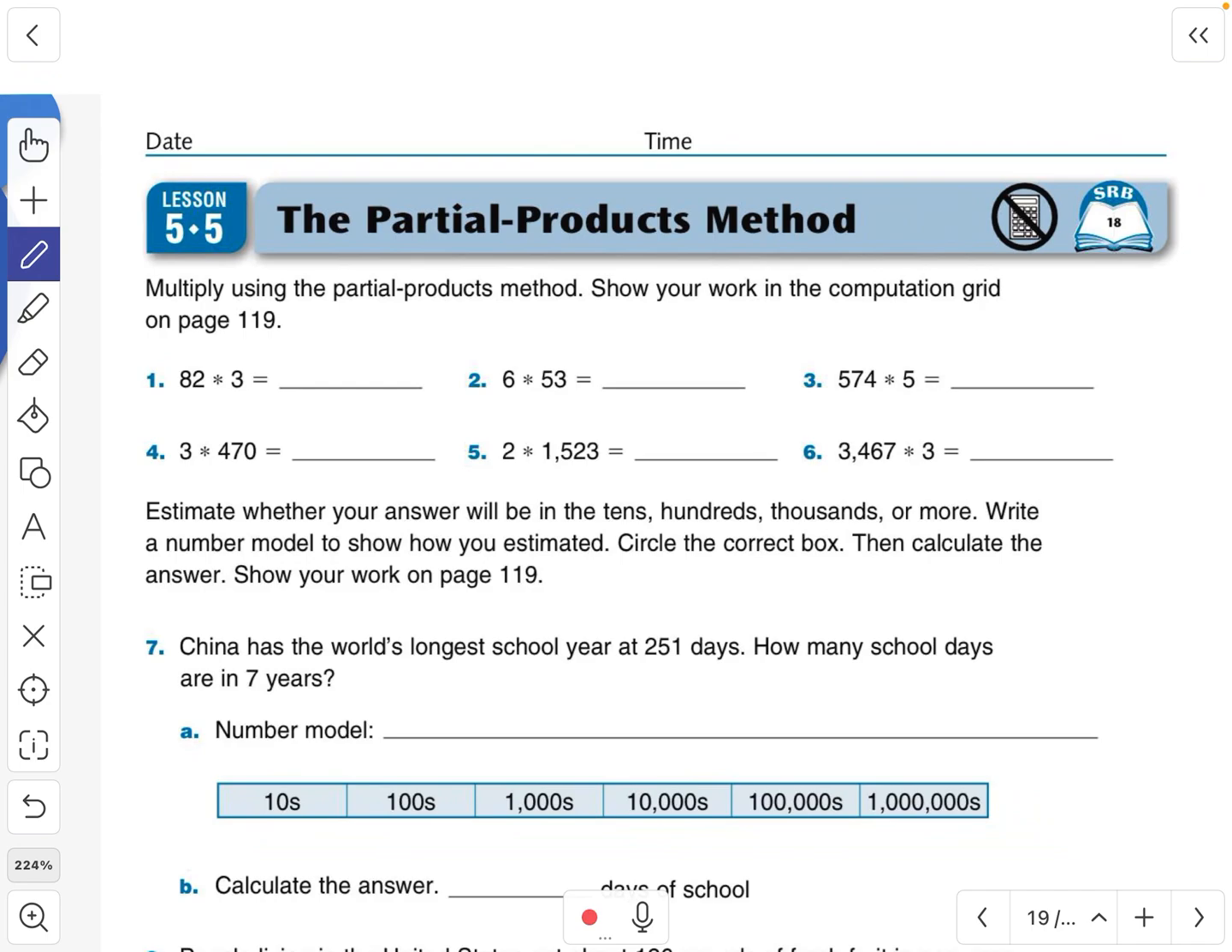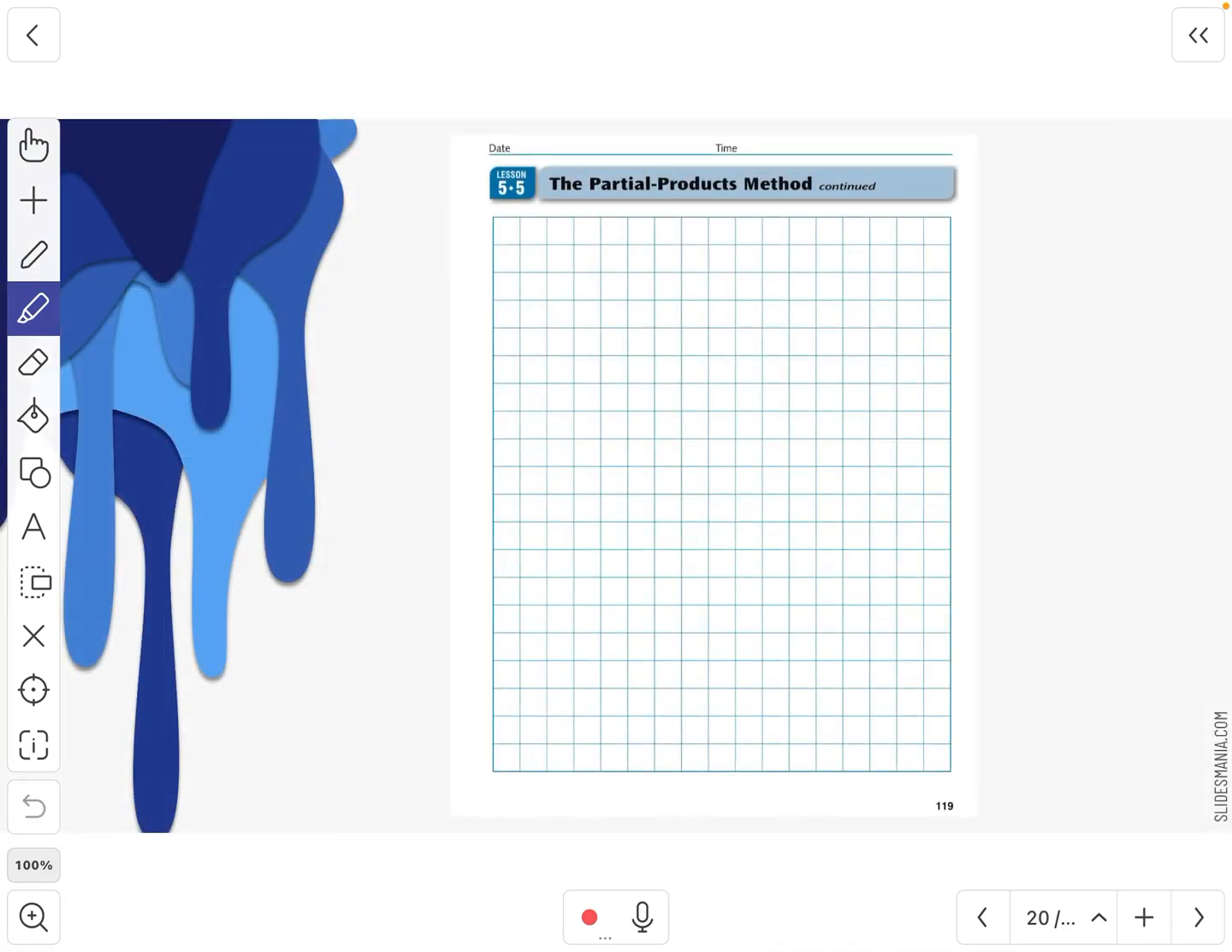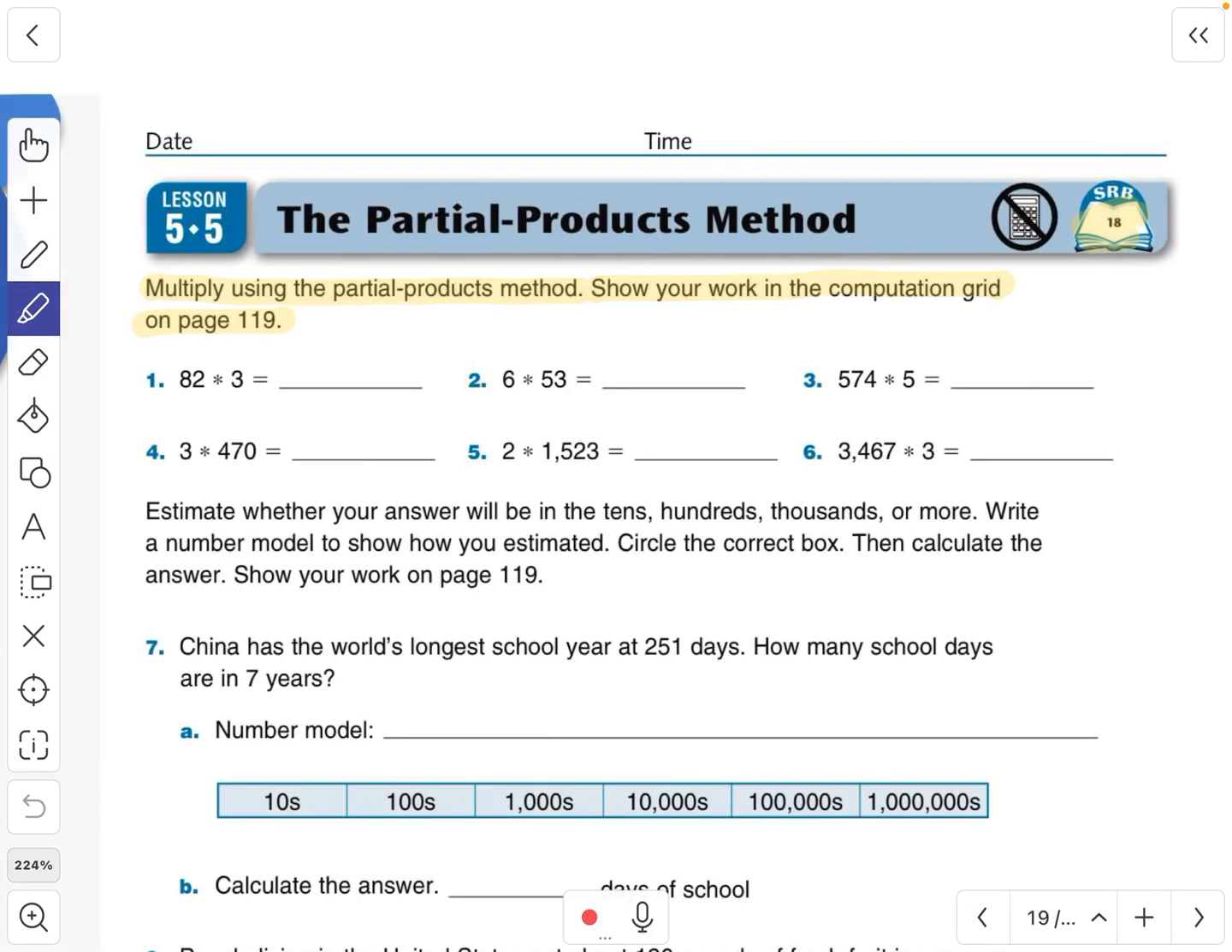The directions say, and I will highlight, multiply using the partial products method. Well, that's the way we just went at. Oh, look, right there. If you're having trouble, look at page 18 in your student reference book. Show your work in the computation grid on page 119. It looks like this. And wouldn't it be nice to be able to put a digit in each of those boxes and keep it lined up? Oh, it would be so nice. So we're going to do that for some of these.